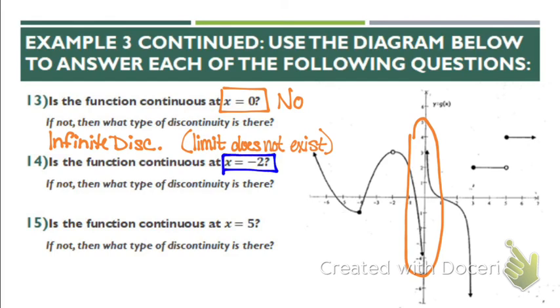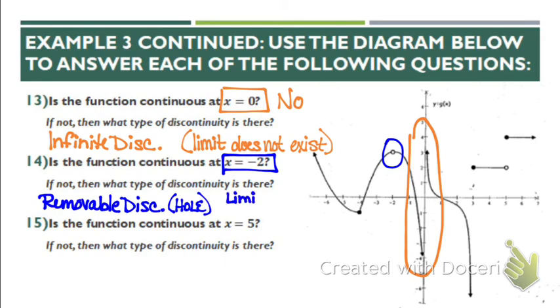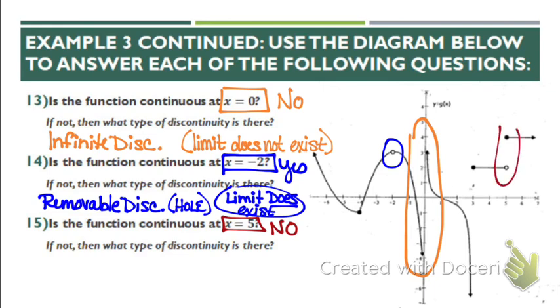Is the function continuous at x equals -2? No. What kind of discontinuity is there? Removable discontinuity. Or a hole. These limits will exist. Is the function continuous at x equals 5? No. Over here at x equals 5, what kind of discontinuity am I looking at? Jump. Does the limit exist with a jump discontinuity? No.